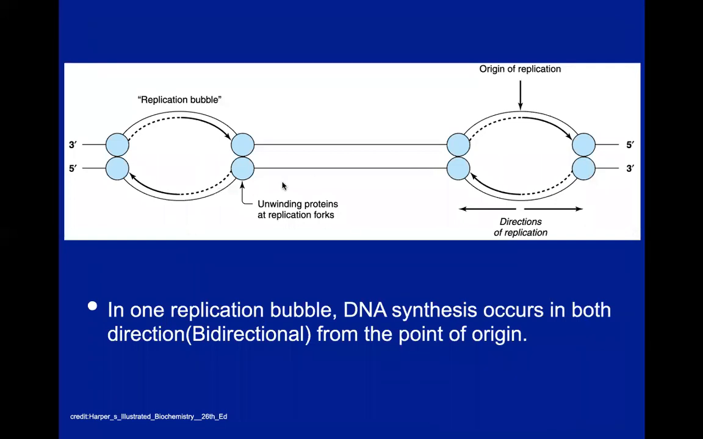In the mammalian genome, in one replication bubble, DNA synthesis occurs in both the directions. These are the multiple origins of replication in the cell. So in each replication site, there will be a replication bubble formation. This is the replication fork. So this is another replication fork. So here this replication fork extends like this, here this extends like this.